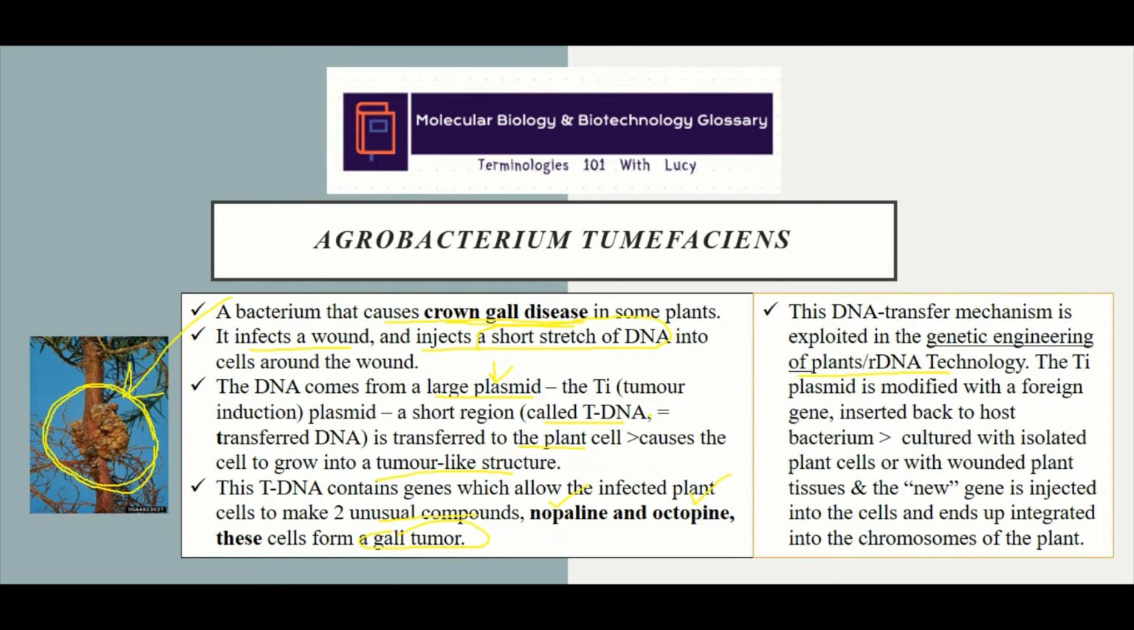Now this bacterium has been utilized in genetic engineering or recombinant DNA technology because of its ability to transfer DNA from one organism into the other. You can see that we are transferring a tDNA from the Agrobacterium plasmid into the plant cells, resulting in the formation of a tumor. So that transfer mechanism can be used in genetic engineering or recombinant DNA technology, where this Ti plasmid is modified to ensure we do not have the genes that code for the tumor, but we insert our foreign fragment.